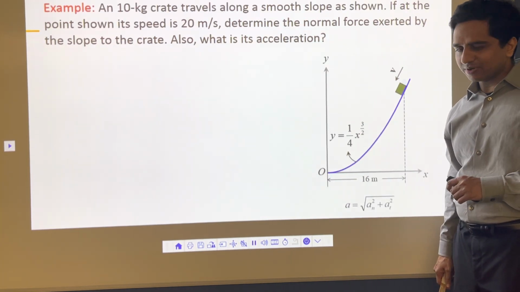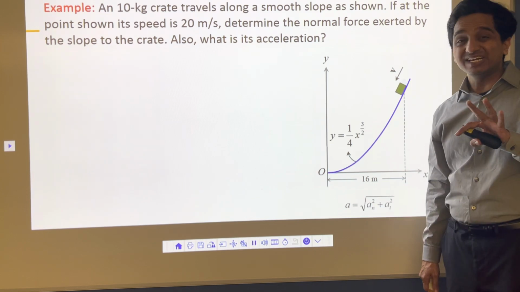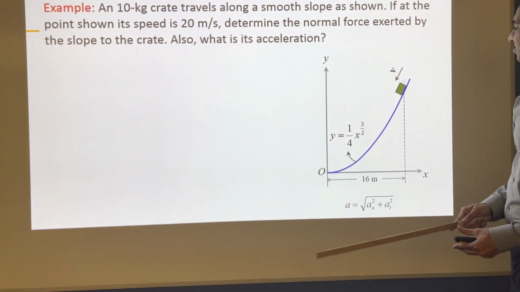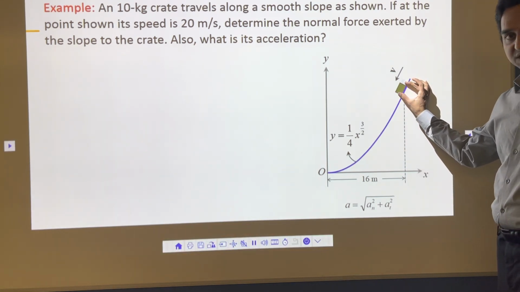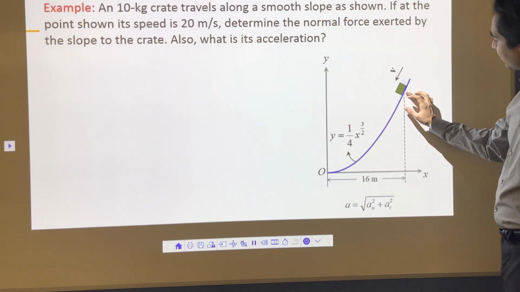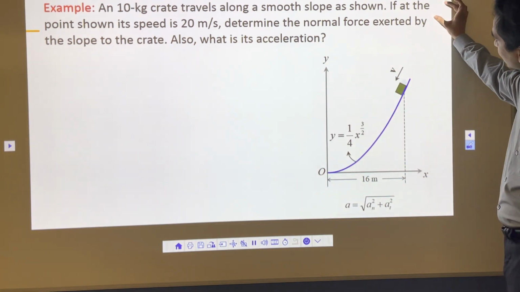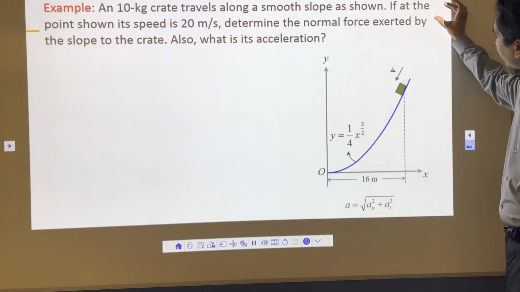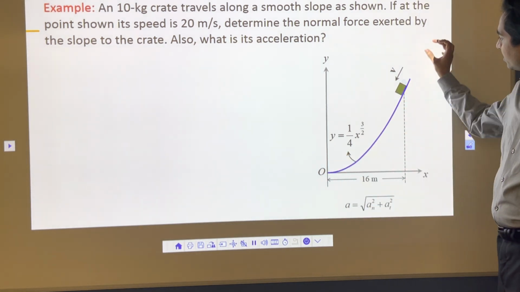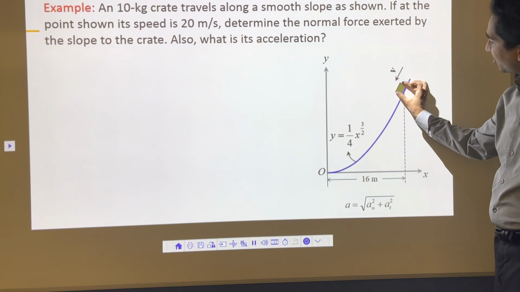Let's solve a problem directly here. This is a very big and very interesting problem. In this problem, a 10 kg crate, or a box, is traveling. So what's going to happen? This box starts somewhere here, let's say, and with gravity it's coming down. Then it's coming down at this instant.